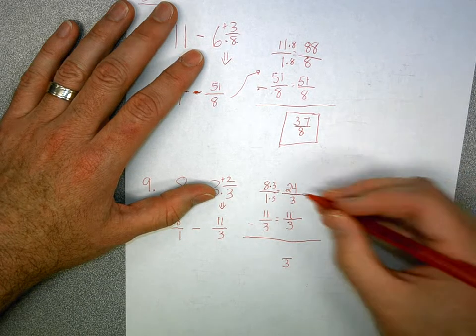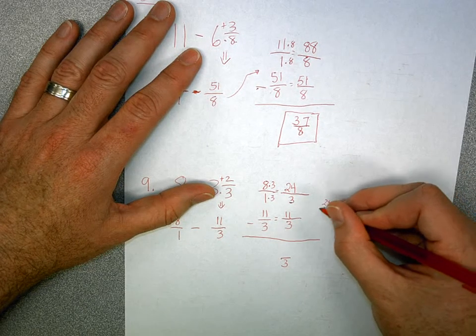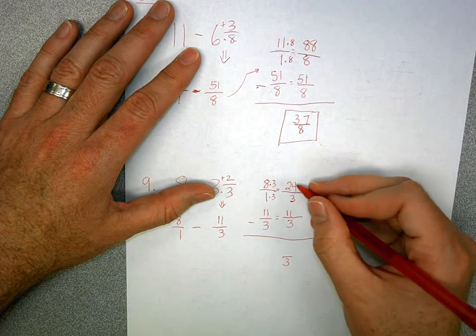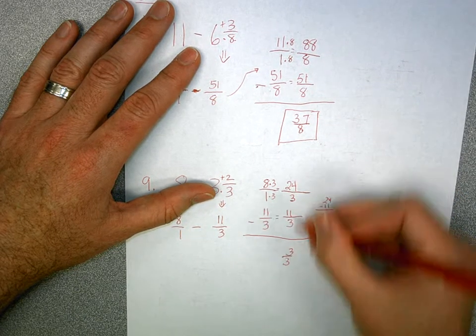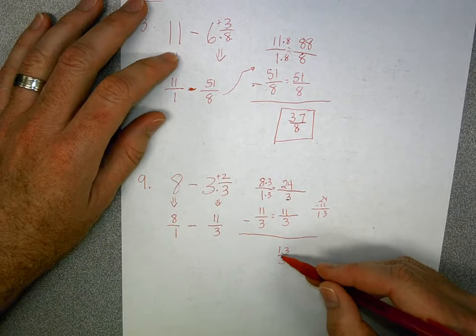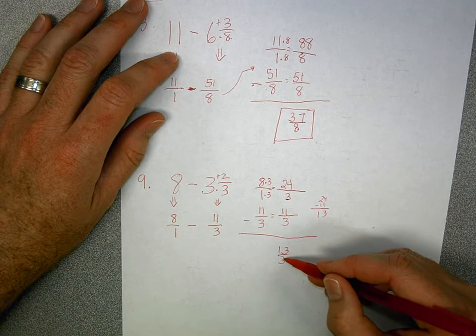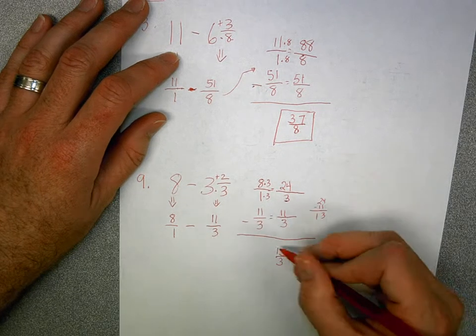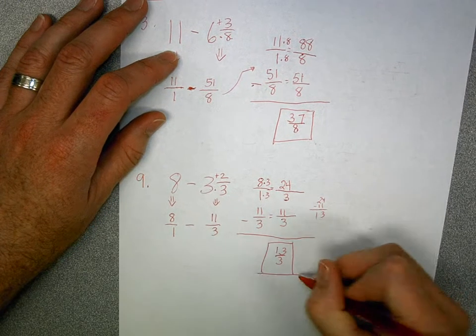Again, guys, if you want to, you can come over to the side like that and do it here. Or you could just say 4 minus 1 is 3, and 2 minus 1 is 1. Either way works. Okay, 3 is prime, meaning only 1 and itself can divide into it. So 3 can go into 3, but 3 cannot go into 13. And that is our final answer.